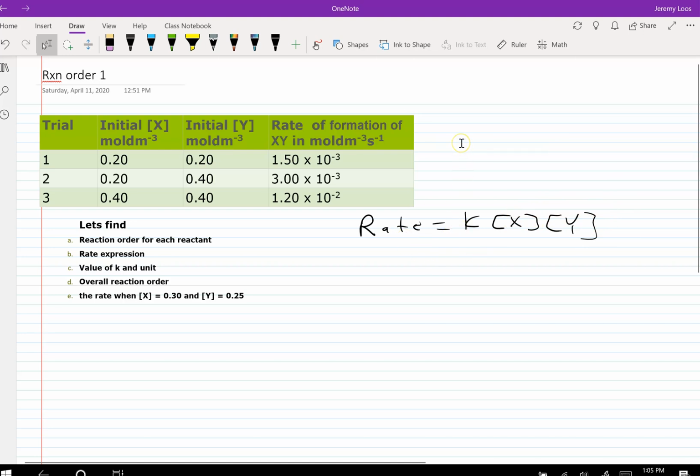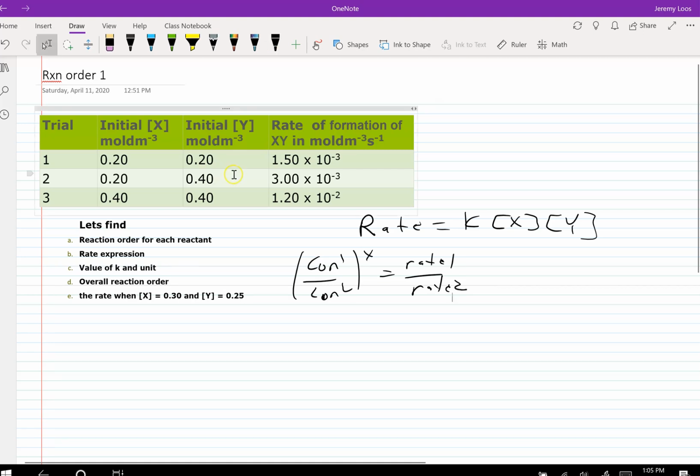So let's try to figure out the order with respect to x first. Now I want to do a pair of trials. Ideally what I'm looking for here is a pair of trials where x's concentration is changing, but y's concentration is staying the same. The reason I want to do that is so that I can isolate the effect of just x. I wouldn't want to pick trials where both of them are changing, or that's going to confuse the issue. So let's pick trials 2 and 3. So remember, we're going to do concentration 1 over concentration 2 to the x power equals rate 1 over rate 2. And then we're going to basically solve for that x.